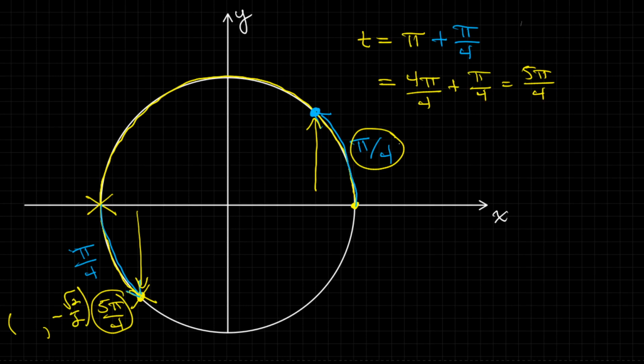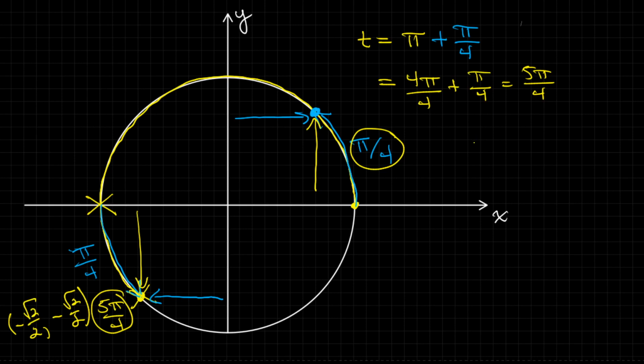What about the x-coordinate? Well, however far you go right to get to the terminal point for pi over 4, that's how far you need to go left to get to the terminal point for 5 pi over 4. Now, since to get to the terminal point for pi over 4, the x-coordinate would be root 2 over 2, the x-coordinate for the terminal point for 5 pi over 4 would be negative root 2 over 2. This is what's called a symmetry argument.